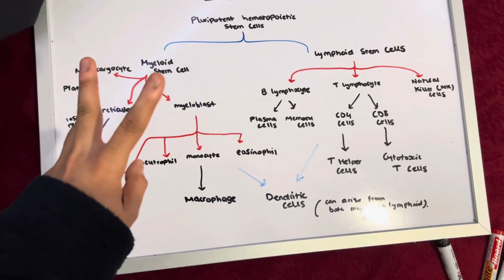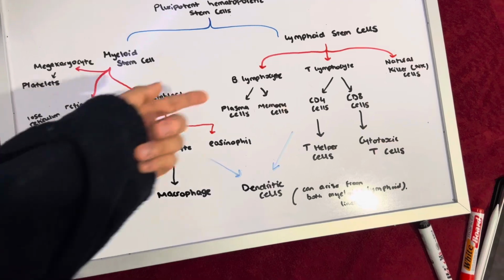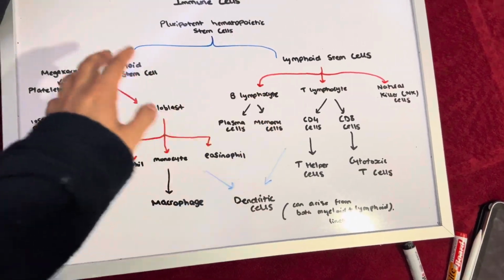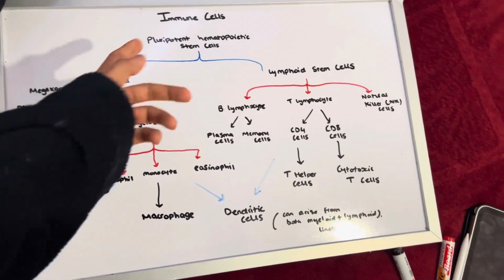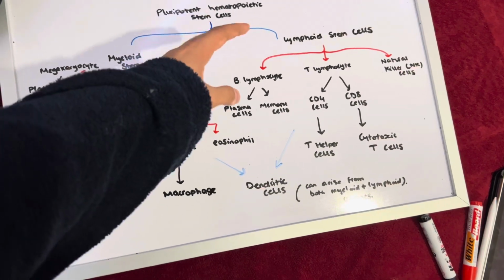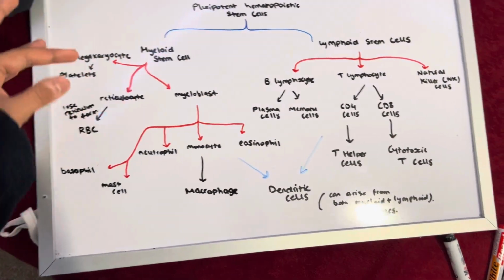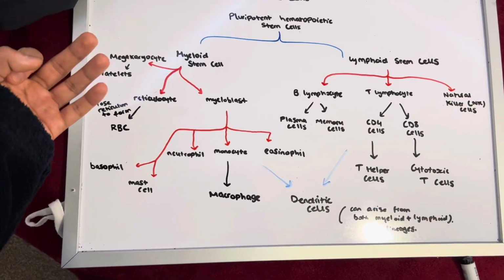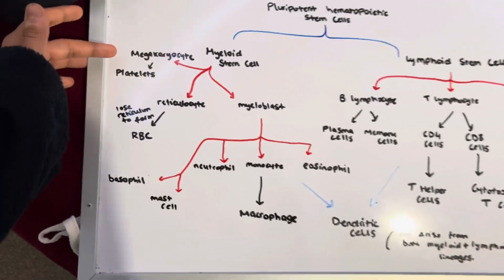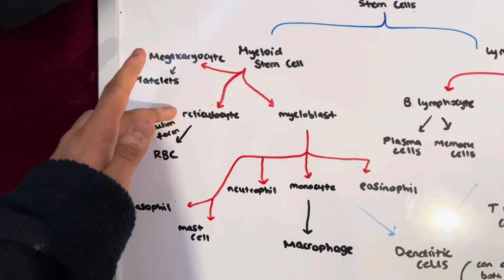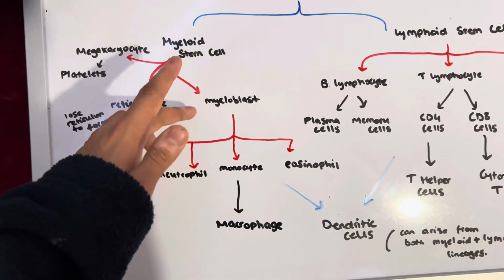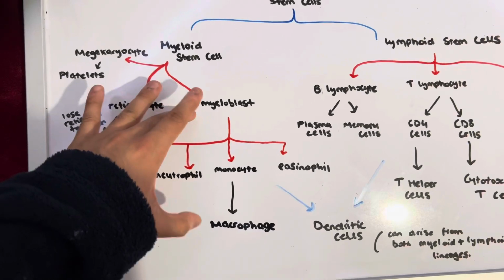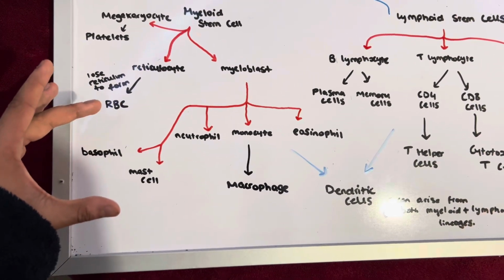Then this goes into your two main categories, which is your myeloid stem cells, or you've got your lymphoid stem cells. Myeloid is talking more about like bone marrow. Then lymphoid is talking more about like lymphatic system. Our myeloid stem cells then have three different subcategories. You've got our megakaryocytes, reticulocytes, and we've got our myeloblasts. Myeloblasts is where the majority of our immune cells come from.